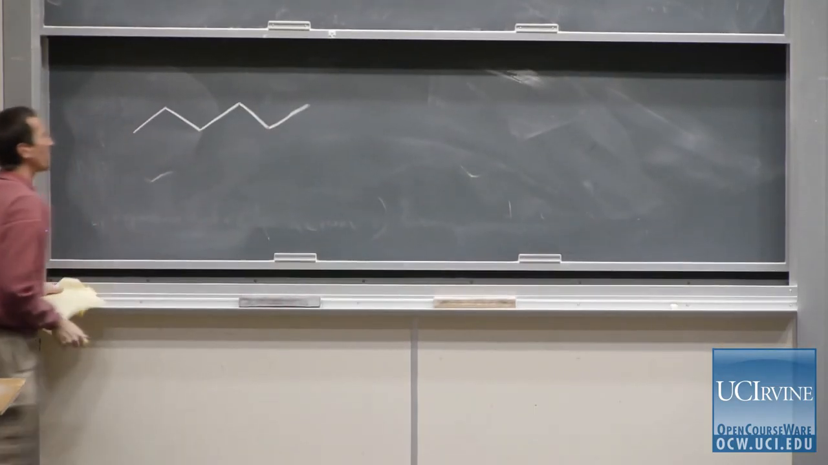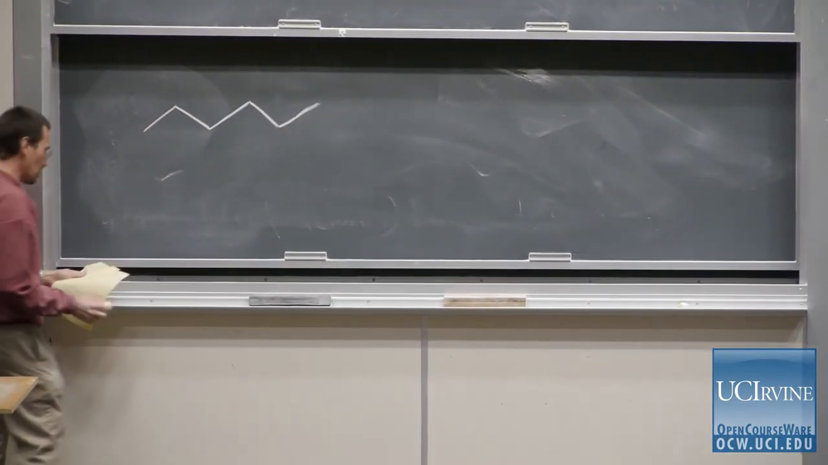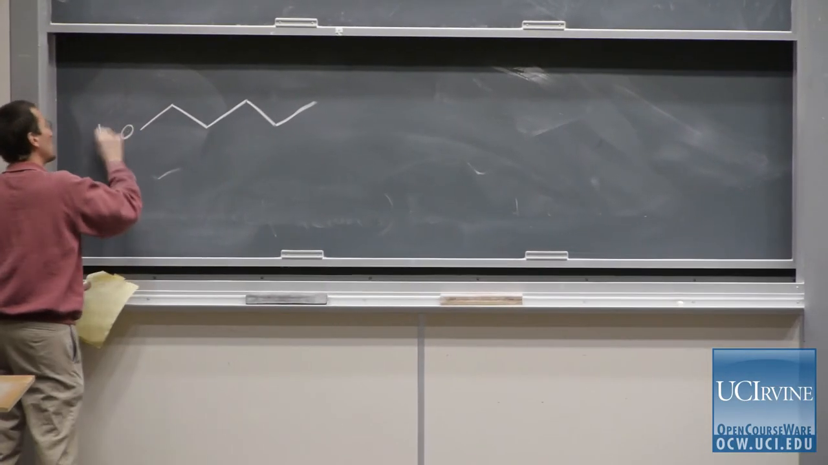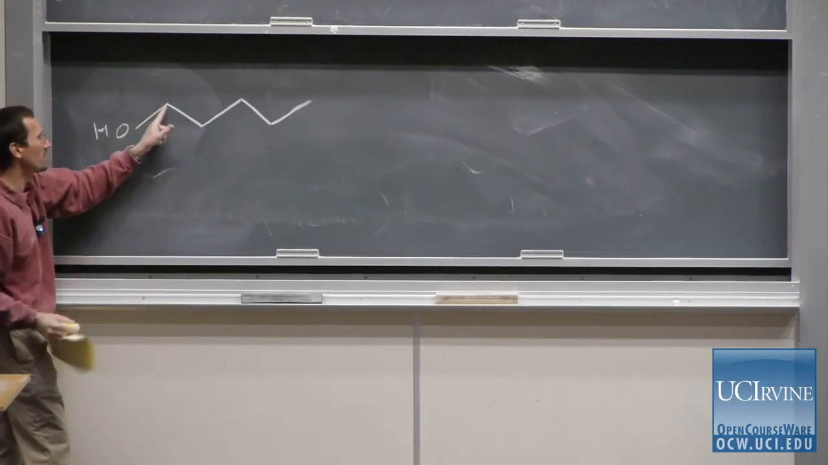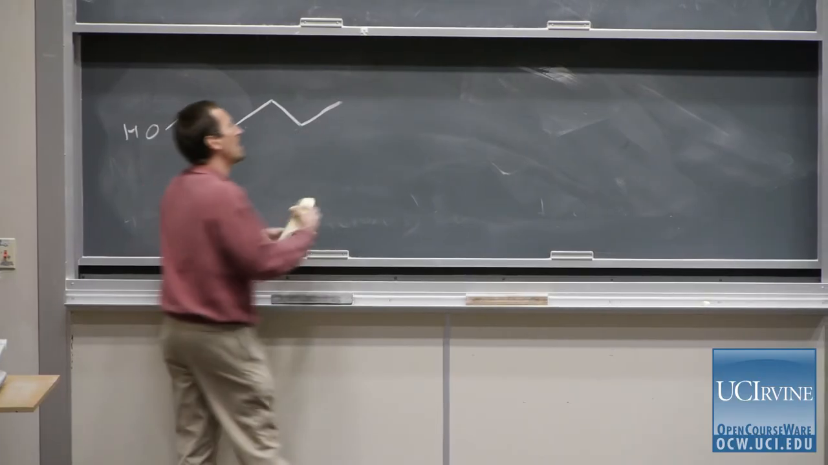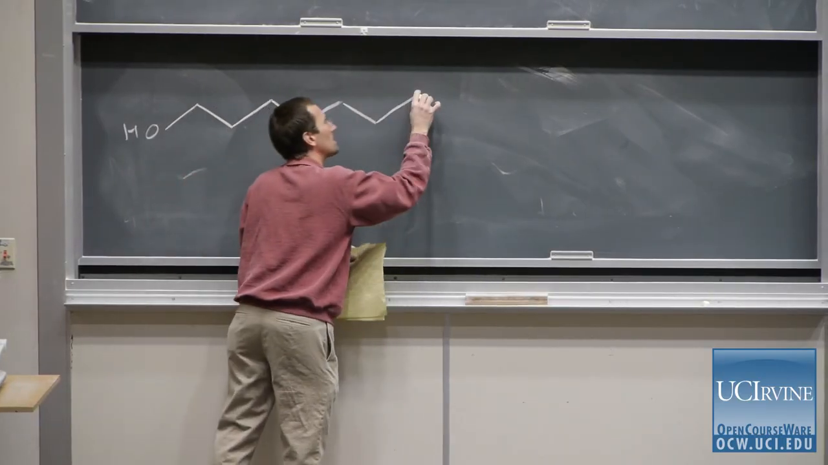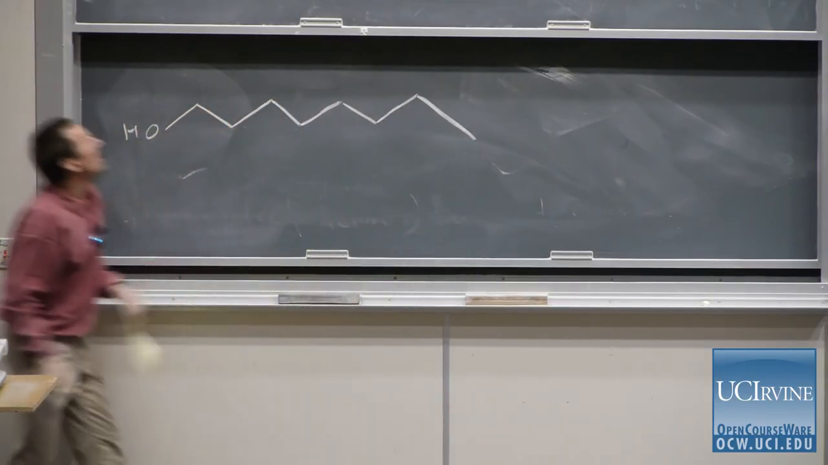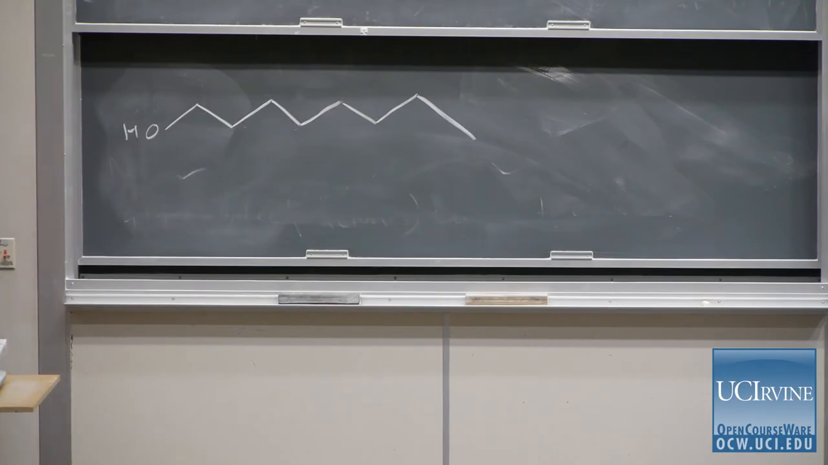And of course, you have to think, all right, there's an octane chain, so there's an 8-carbon chain with an alcohol at the one position. So 1, 2, 3, 4, 5, 6, 7, 8, and an alcohol at the 5 position.